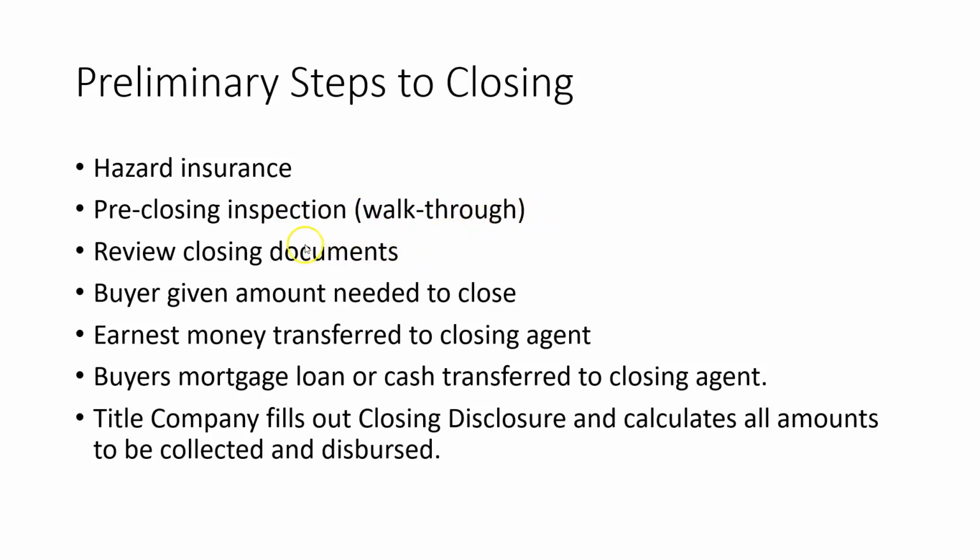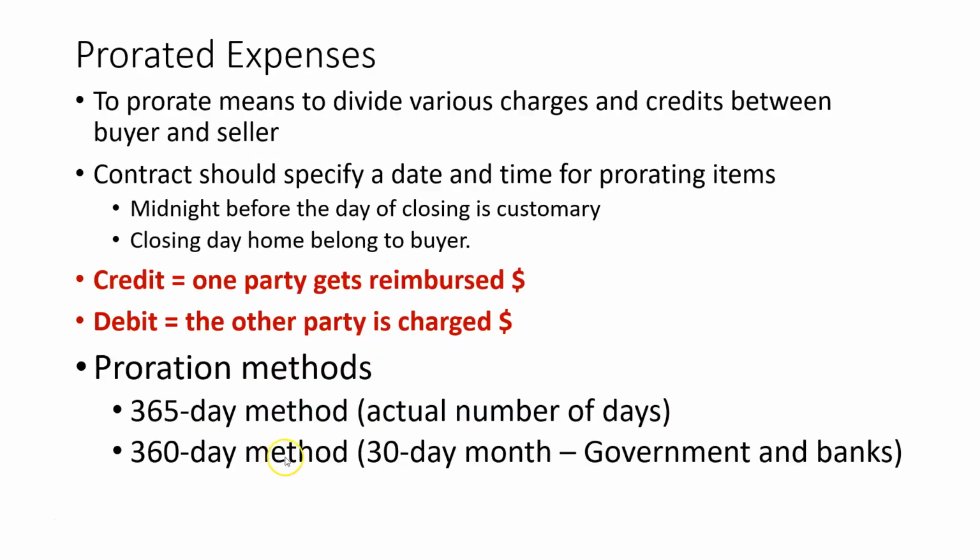We'll look at the closing documents to make sure we understand and agree with everything. And the buyer will be given the amount by the title company that they need to bring to closing. And then at closing, the earnest money will be transferred to the closing agent so they can put it into the pot, and the buyer's mortgage loan or cash transferred to the closing agent. And then the title company fills out the closing disclosure and calculates all the amounts to be collected and disbursed. But we will have to get some charges and prorations added onto the closing disclosure before all that happens.